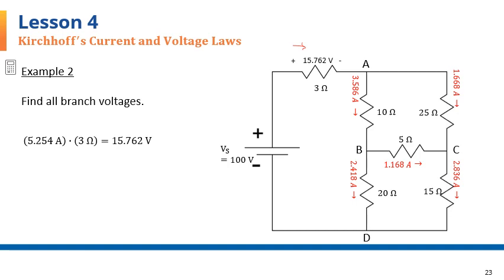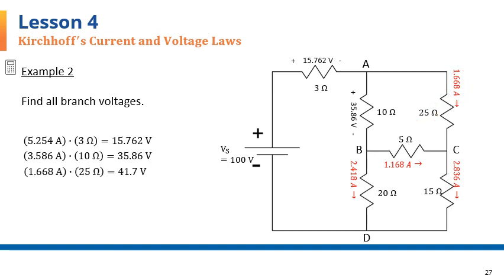For the 10 ohm resistor, again we have 10, which is the resistance, times the current given here. 10 times 3.586 gives me 35.86 volts. Again, given the direction of the current, the voltage is going to be plus or minus in this direction, and you see that here. For the 25 ohm resistor, again, product of the resistance times the current with this polarization, plus or minus. And that comes to 41.7 shown here.